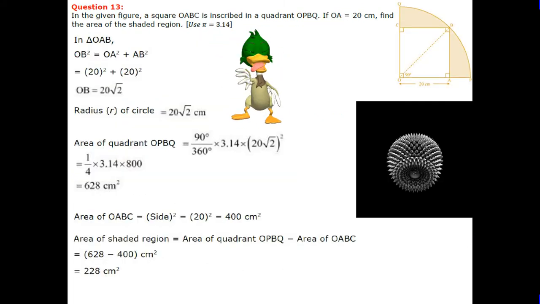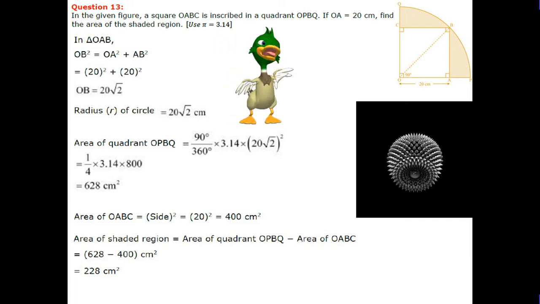Now students, question number 13. In the given figure the square OABC is inscribed in the quadrant OPBQ. If OA is equal to 20, find the area of the shaded region, pi is 3.14. In triangle OAB, applying Pythagoras, we get OB equal to 20 root 2. Radius R of circle is equal to 20 root 2 centimeter.